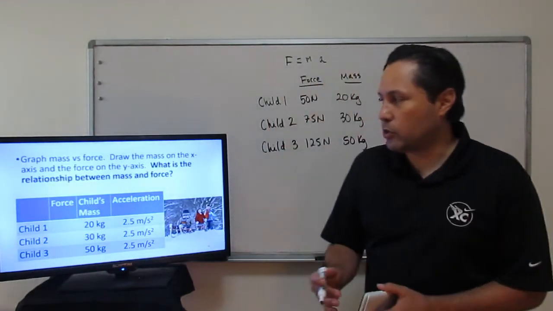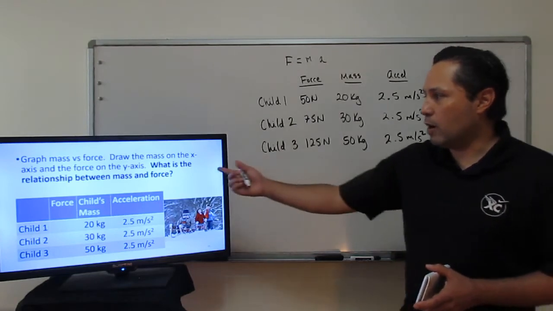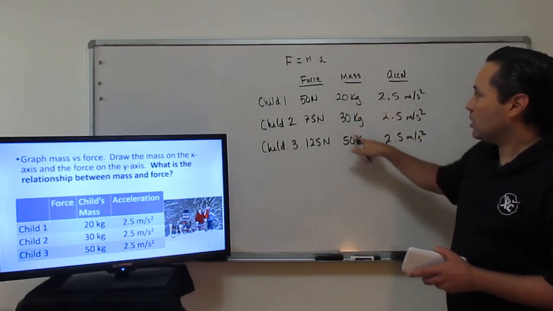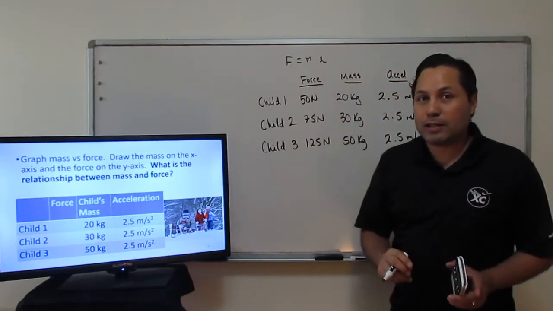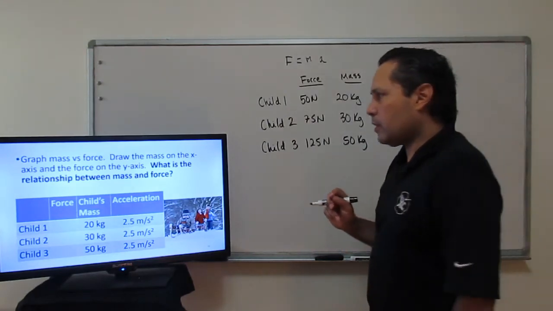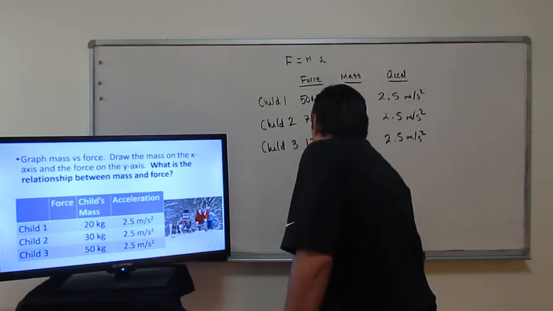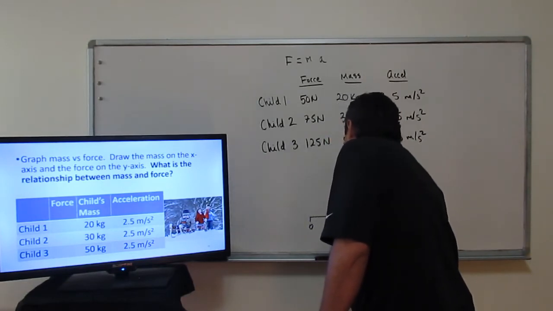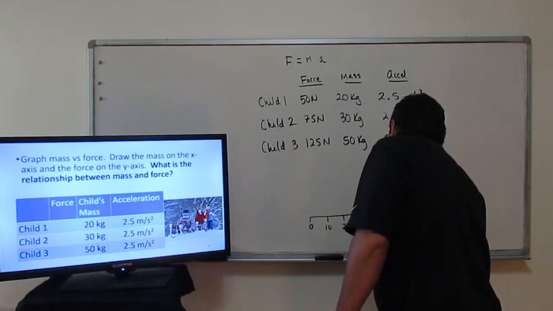The next one they ask us to draw a graph and describe the relationship between mass and force. The larger the mass, the larger the force you're going to need. They both increase, so they are directly proportional. Let's draw a graph. On the x-axis, we're going to put the mass: 0, 10, 20, 30, 40, and 50.